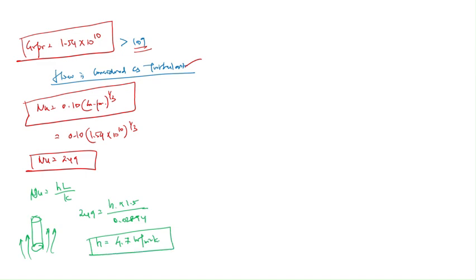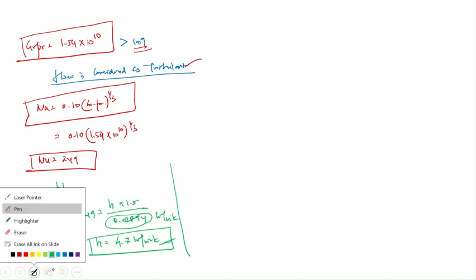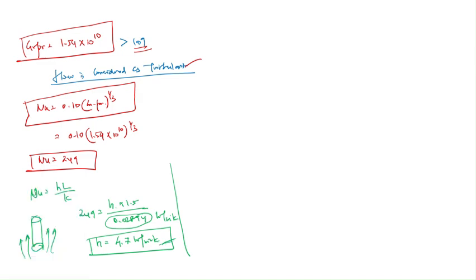Otherwise, you may substitute the K in terms of kilojoule per meter hour degree Celsius also. You can get the value in terms of kilojoule per hour meter square degree. Better, you may initially substitute K in watt per meter Kelvin or watt per meter degree Celsius. We can get the 4.7. Then after finding the heat transfer coefficient, you have to find the rate of heat loss.